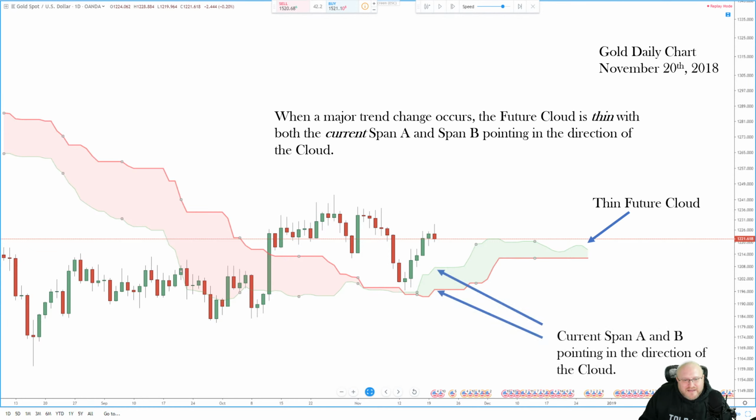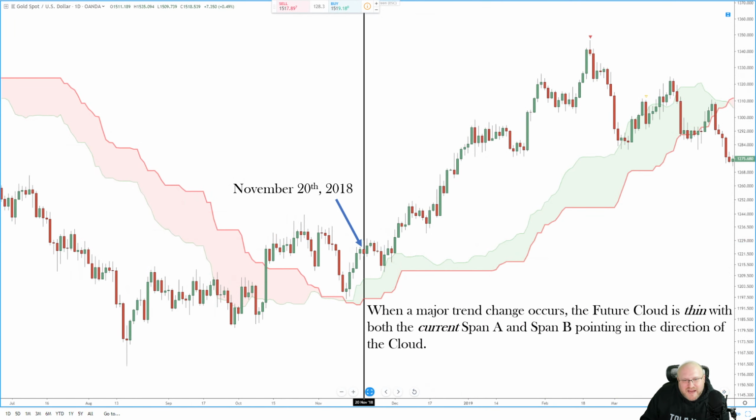So when we look at this, you have current span A and B pointing in the direction of the future cloud. The future cloud is green. Those two lines are pointing up. It's thin. The resulting price action afterwards was this.